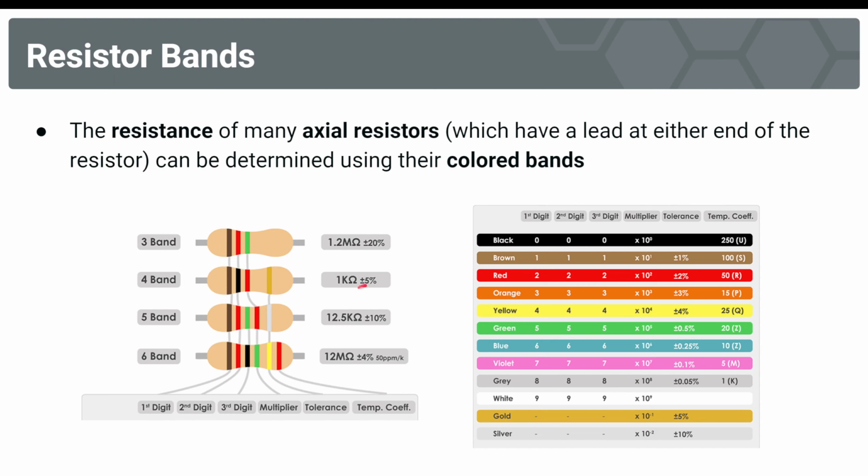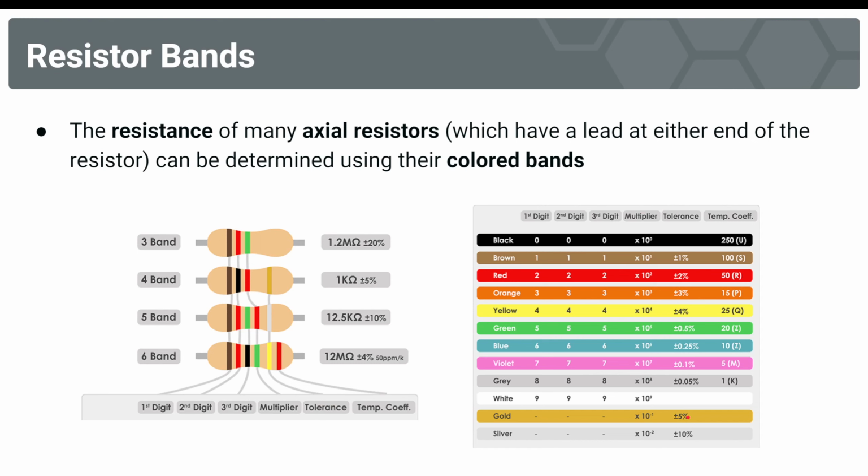Now what's this number right here? Well, that's the tolerance, which we can find from the 4th band. The 4th band tolerance. And if we go to our chart, this fourth band, which is gold, we'll see that the tolerance is plus or minus 5%.